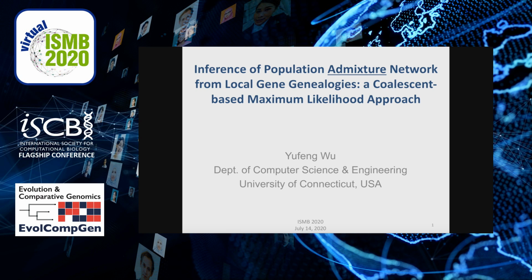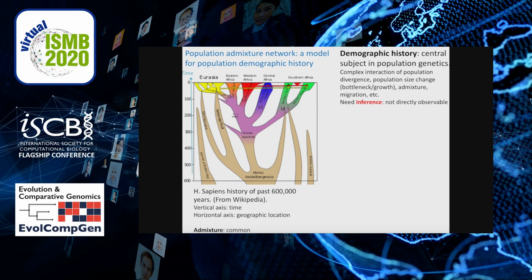Today, I'm going to talk about the inference of a population admixture network. Demographic history is a central subject in population genetics, which models different types of processes such as population divergence, population size changes, and admixture. Admixture refers to forming a new population from two or multiple source populations by mixing the genes together to form a new population.